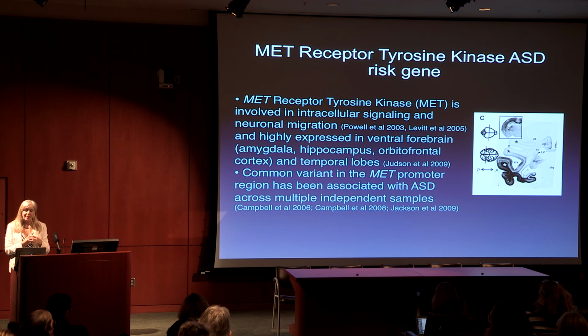But one of the cool things about this gene is that it has a very specific expression pattern. It doesn't express all over the brain. It's expressed specifically in a few areas that we know are important in autism. The amygdala we've talked about, the hippocampus, a certain part of the frontal cortex, and also the temporal lobes, and in particular, the part of the temporal lobes that's important in face processing. So there are variations in this gene that have been associated with autism.